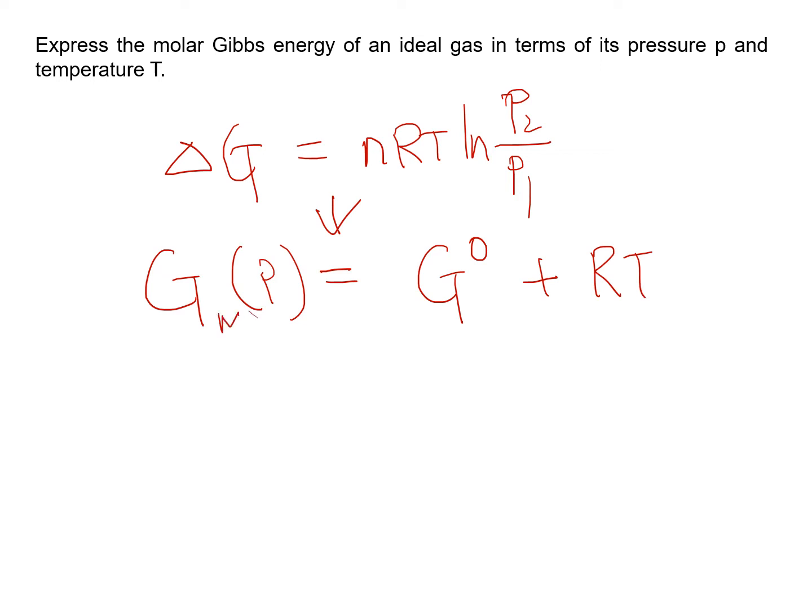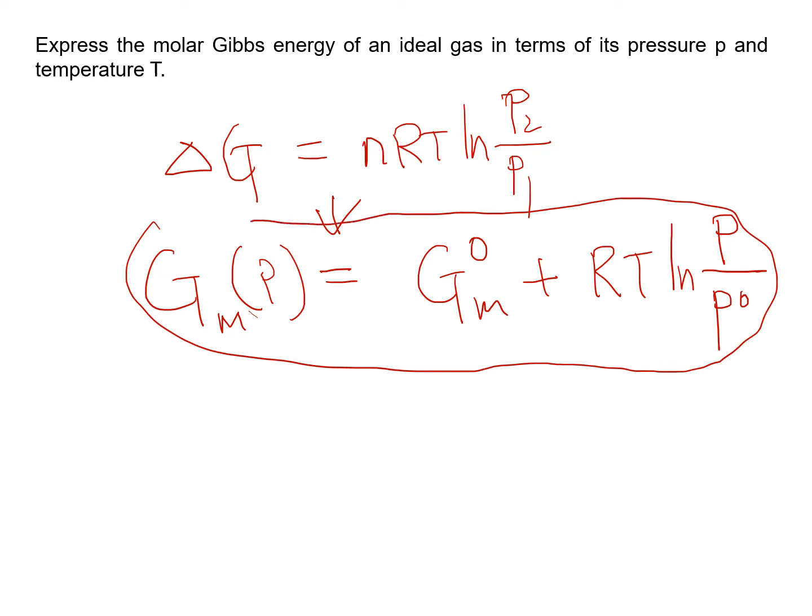RT, for molar Gibbs energy, RT ln P divided by 1 bar standard state. So that's the important equation that tells you the molar Gibbs energy of an ideal gas as a function of temperature and pressure.